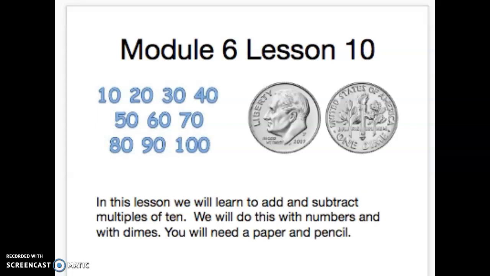Module 6, Lesson 10. In this lesson, we will learn to add and subtract multiples of 10. We will do this with numbers and with dimes. You will need a paper and pencil.